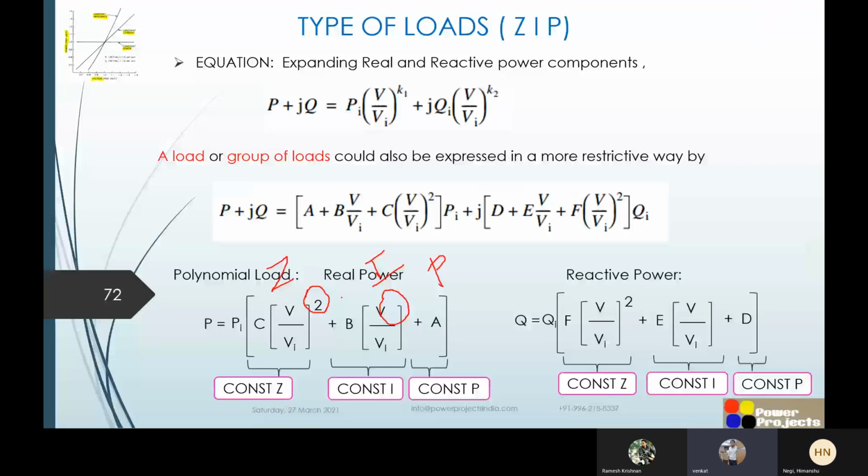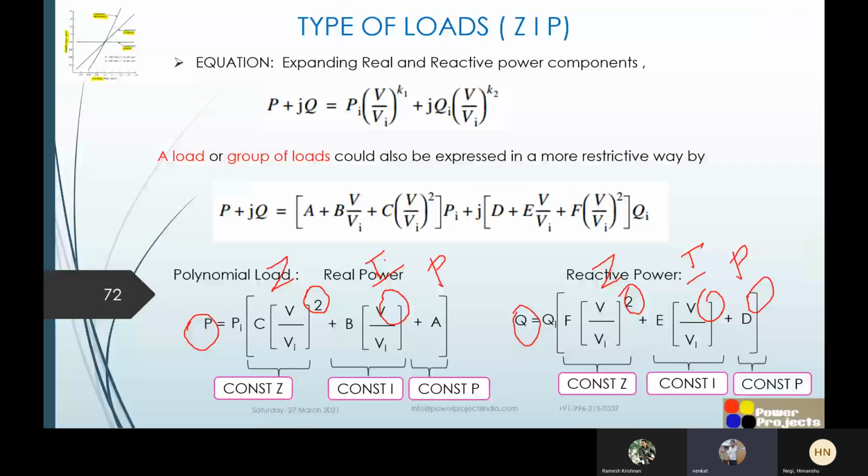I hope you can remember this. And for reactive power, the same applies for Z, I, and P. Z is proportional to the square of the voltage, I is directly proportional, and P doesn't depend on the voltage. Whatever happens to the voltage, it will adjust the current and maintain the power constant. This is the equation for reactive power consumption, and this is the equation for real power consumption.